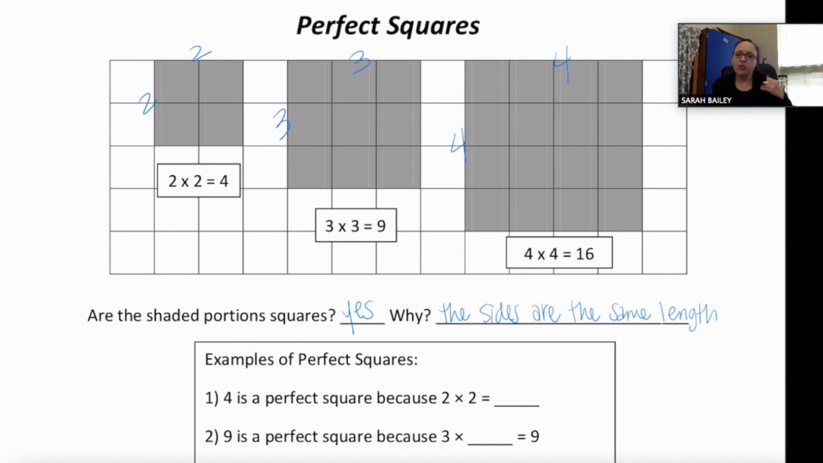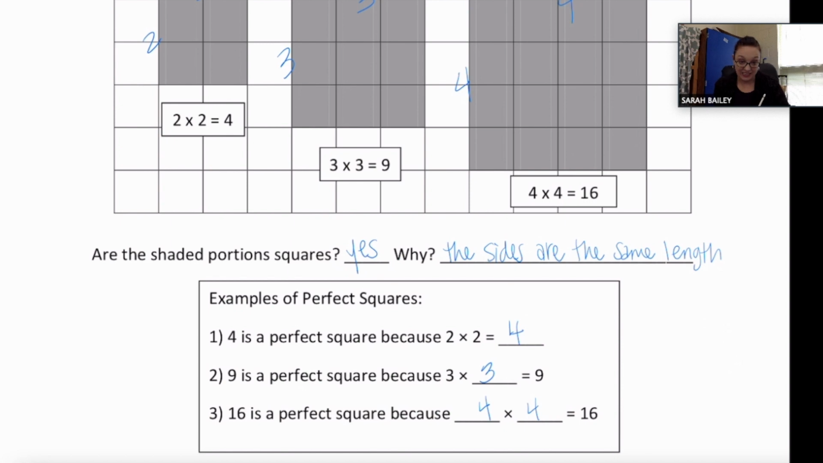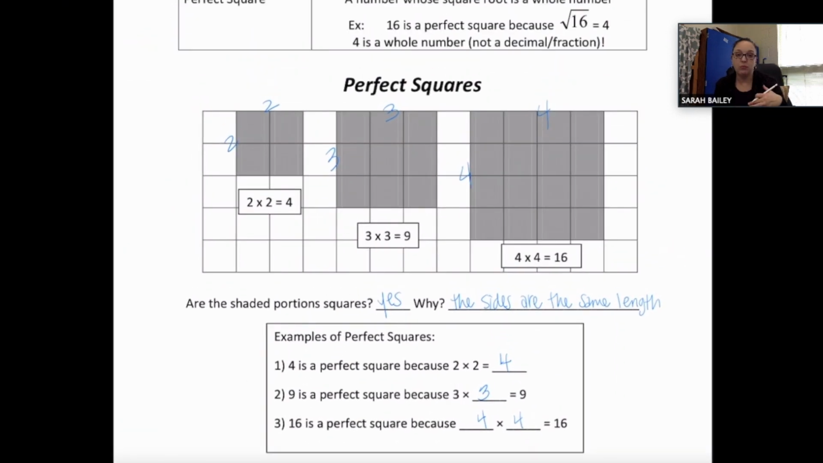So here, these are all examples of perfect squares. 4 is a perfect square because 2 times 2 equals 4. 9 is a perfect square because 3 times 3 is 9. And then 16 is a perfect square because 4 times 4 is 16. Okay, so those are all examples of perfect squares. 4, 9, and 16 are just a few.